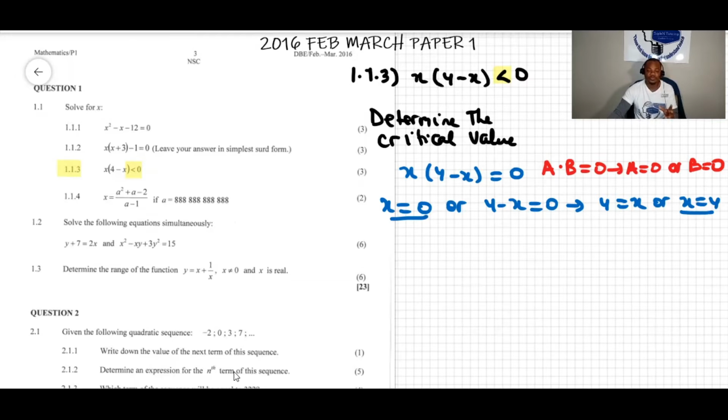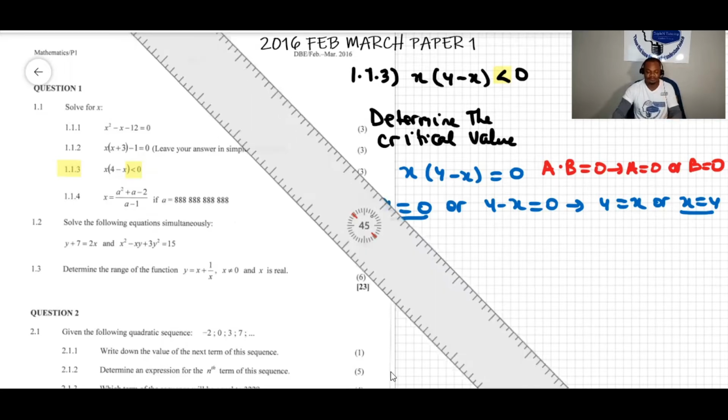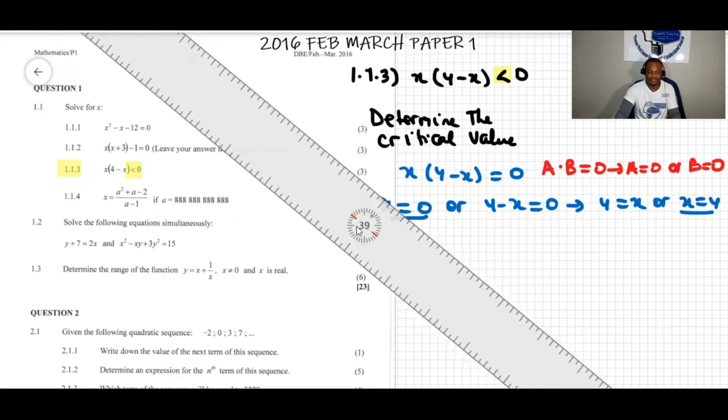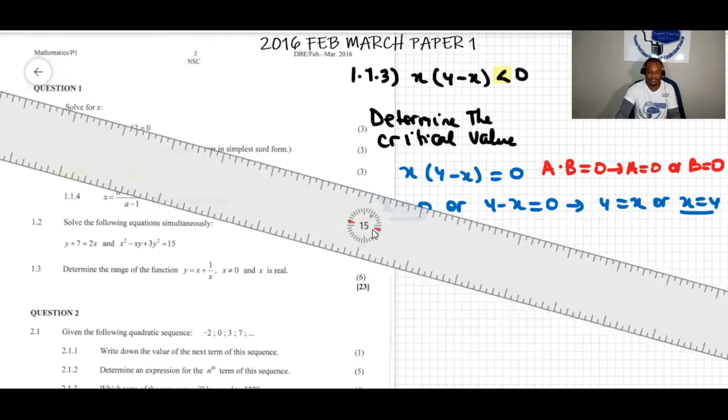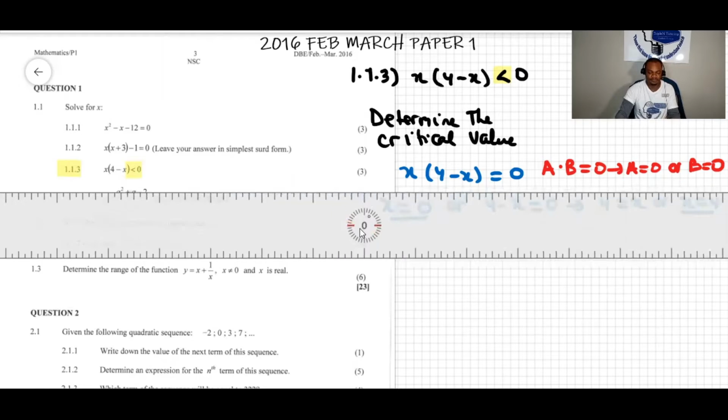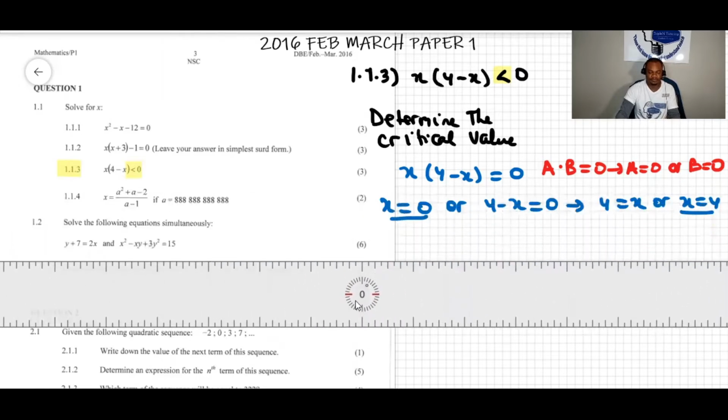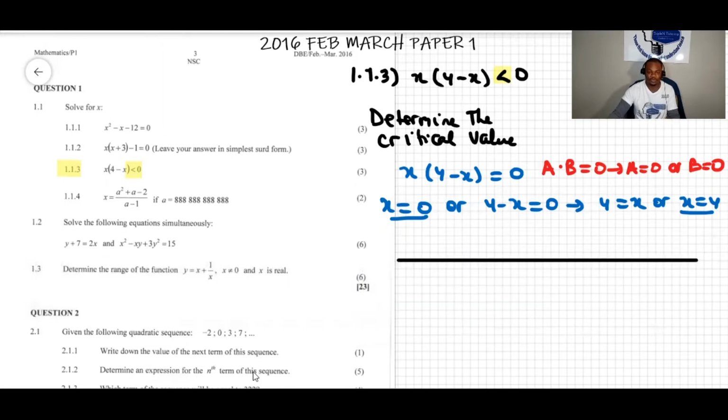Those values will determine the boundaries of each interval. I'm going to draw my number line over here. Let's say this is the number line. Then on the number line, I will place the critical values in ascending order, because numbers on a number line must be in ascending order. Let's say 0 is here and then 4 there. I cannot put 4 and then 0, because we go from left to right.